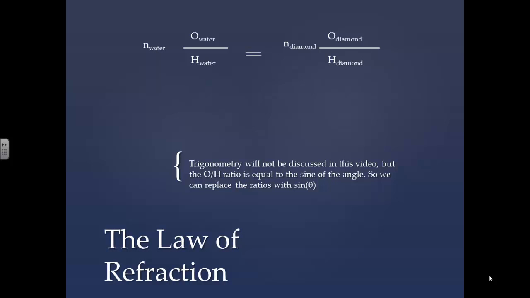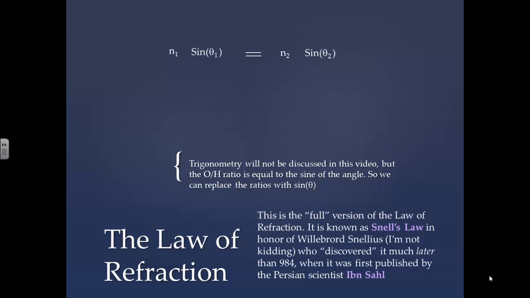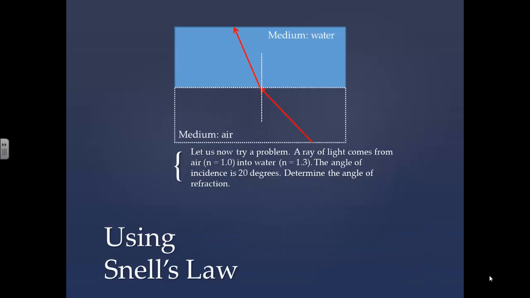Trigonometry will not be discussed in this video, but the opposite to hypotenuse ratio is equal to the sine of the angle. So we can replace those ratios with sine of angle. This is the full version of the law of refraction. It is known as Snell's law in honor of Willibrord Snellius, I'm not kidding, who discovered it much later than 1984 when it was actually first published by the Persian scientist Ibn Sal.